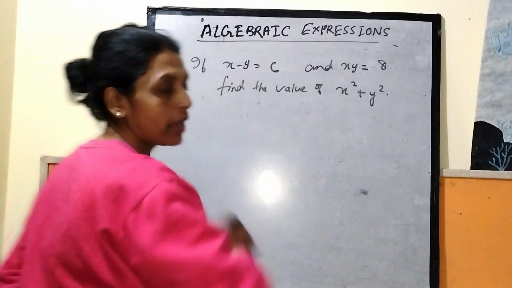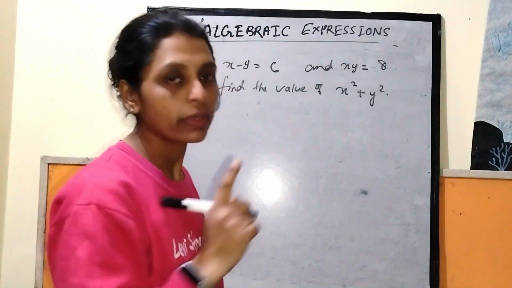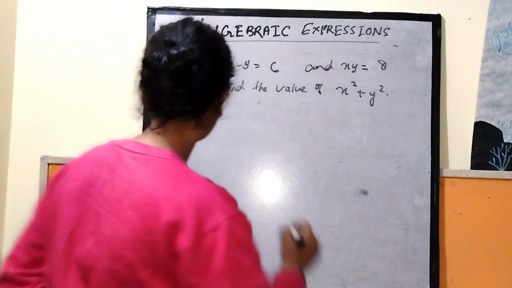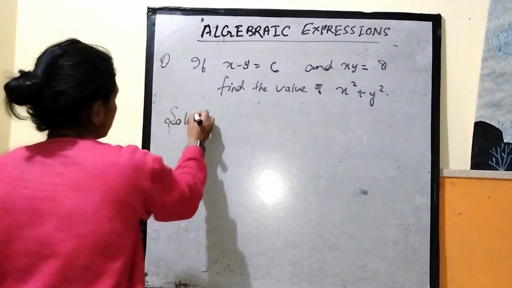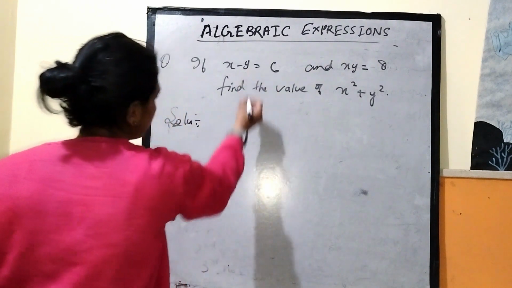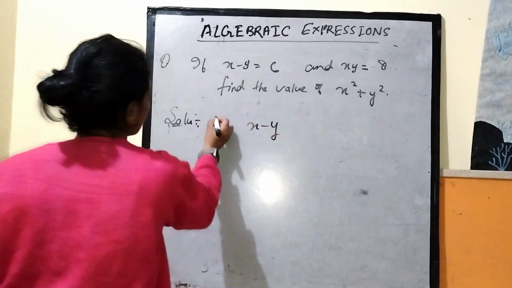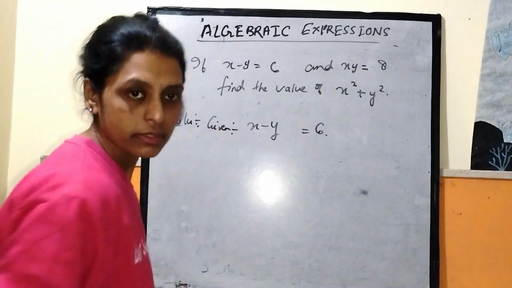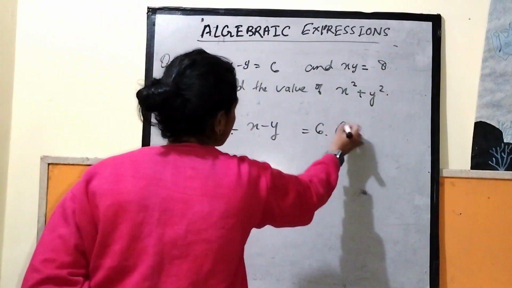We have to apply one identity here. An algebraic identity will be applicable here in order to solve this question. So let's see how to do it. We have x minus y, it's given. Given x minus y is equal to 6, so we can write it as equation 1.